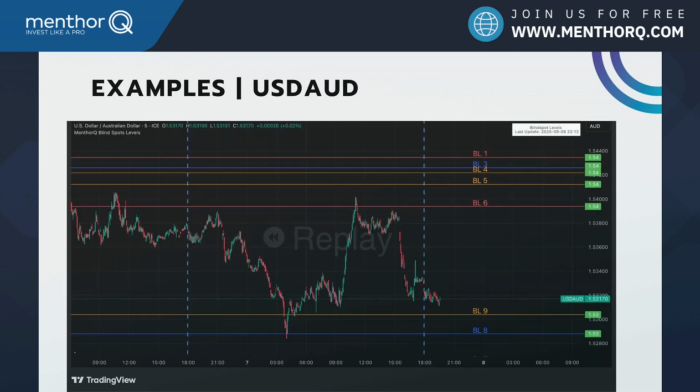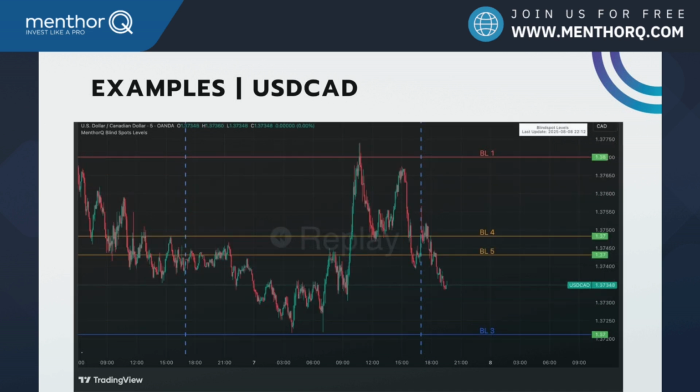Another example on Aussie dollar. Again, very nice move from BL8 at the bottom to BL6 at the top, and then a reversal almost all the way down to BL9. Another example, Canadian dollar, from BL3 all the way to BL1, price kind of ranged a little bit on that BL4, BL5 area, and then reversed back.